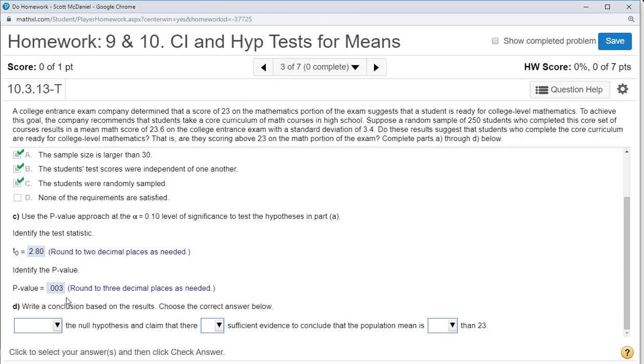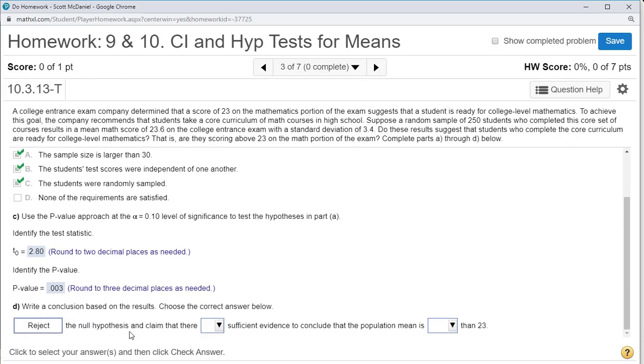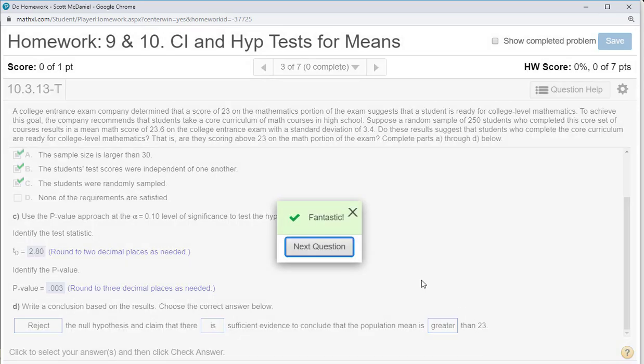So write a conclusion based on the test. That's a pretty low p-value, right? So we are definitely going to reject the null hypothesis, that it's equal. Remember, we said the null is equal. The likelihood of it being equal to 23, given that we got a 23.6 on our sample, is very unlikely. So we're going to embrace our alternative hypothesis and claim that there is enough evidence to conclude the population mean is greater than 23. Now, I didn't ask us to do this, but you kind of left your reader hanging, didn't you? So we're saying it's greater than 23.